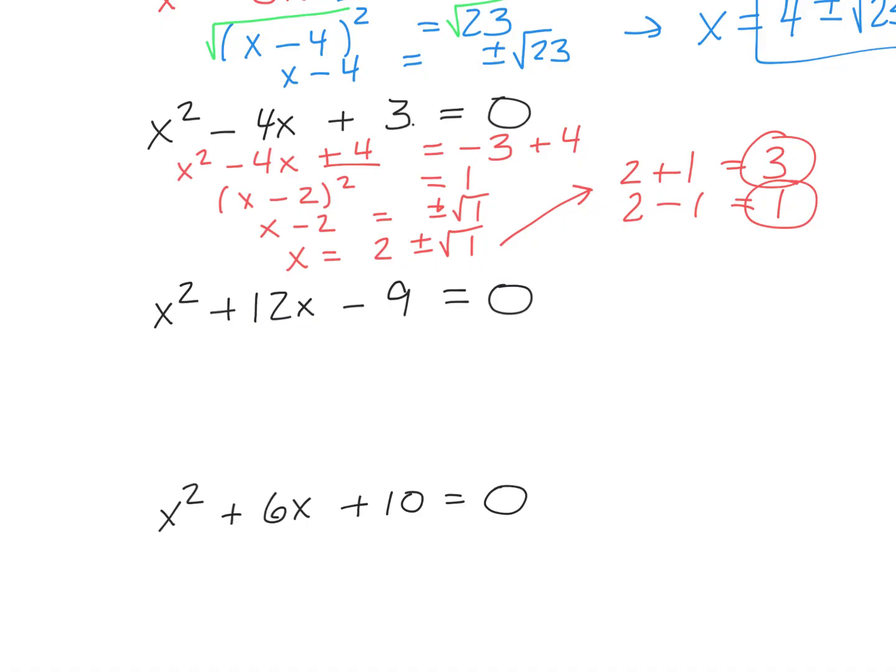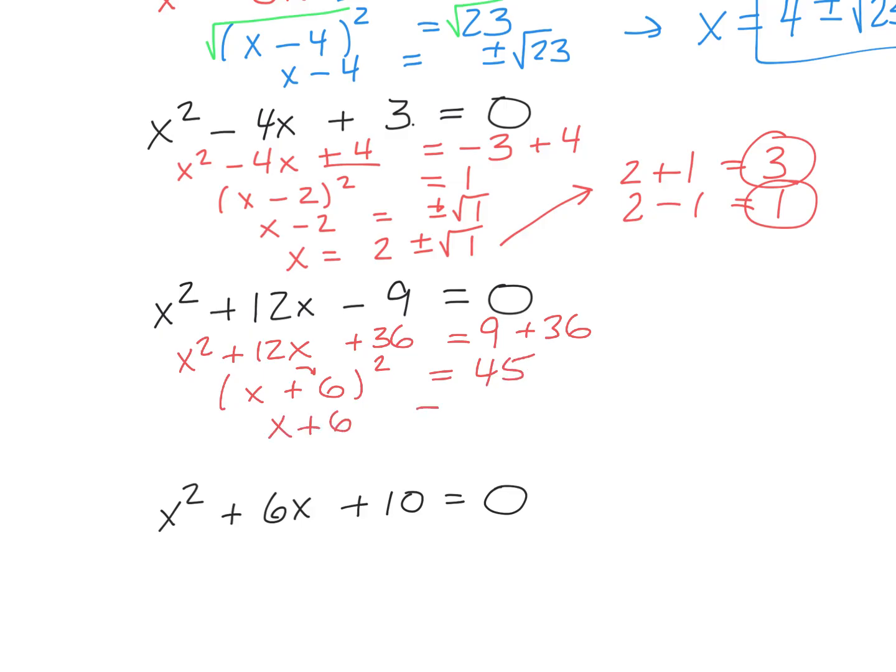Next example, I'm going to add 9 to both sides, leaving a space. This is going to be half of b squared is 36, so I add that to both sides. So now this would factor to be x plus 6 squared. Remember that comes from half of b. Take the square root of both sides. It gives me positive and negative root of 45. And then I would add or subtract 6 to get negative 6 plus or minus the root of 45.